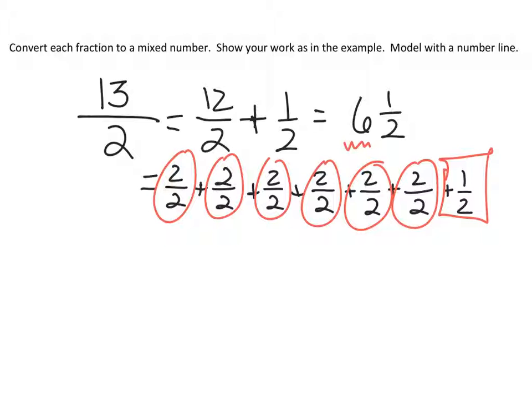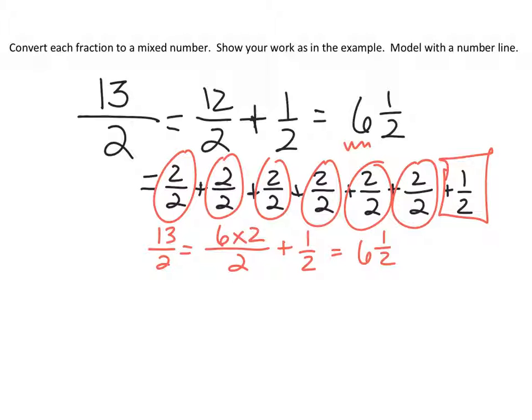Well, actually, let me just go back and say since we have 6 groups, we can actually show this 13 halves. Remember when I said 6 groups of, that means multiplication. So we can actually say 6 times 2 over 2 plus a half is really 6 and a half. Just like we said, because 6 groups of 2 halves plus 1 half is 6 and a half.